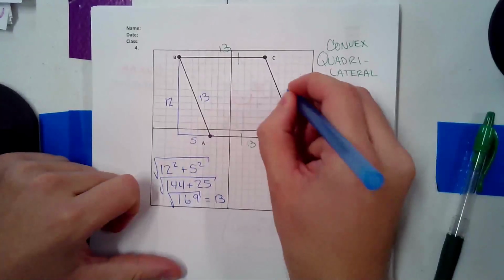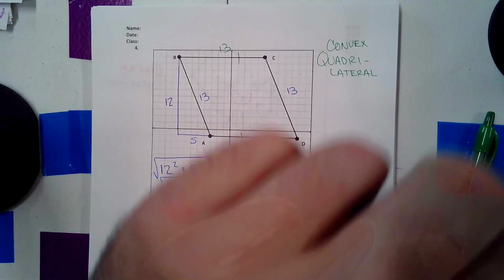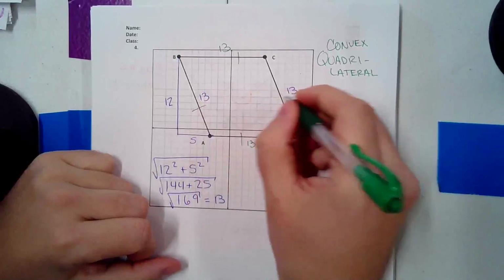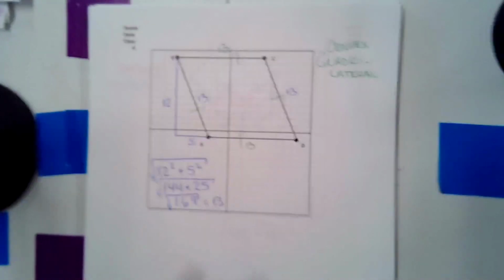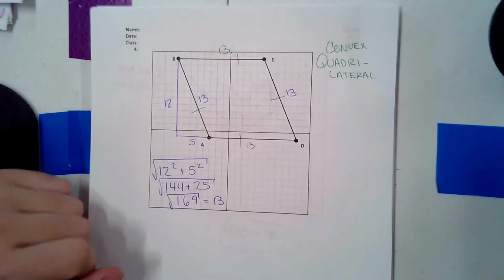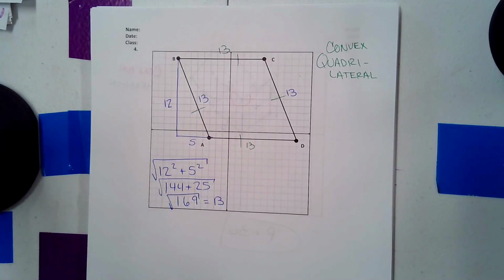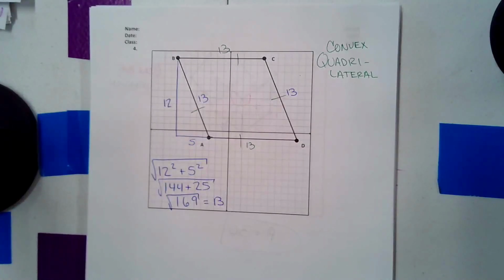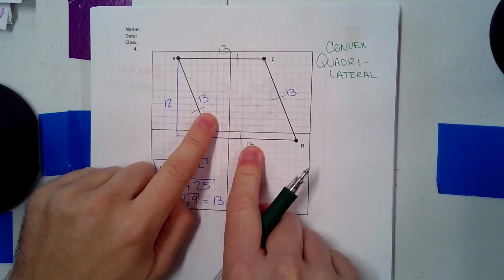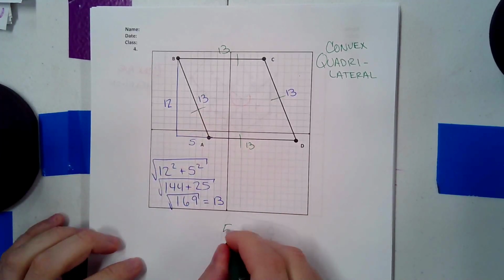Nice. I make all my assignments myself. So we have, once again, an equilateral quadrilateral. Convex. So they're all 13. 13 times 4. What's 13 times 4? Better question. What's 10 times 4? 40. What's 3 times 4? 12. Add them together. 52.